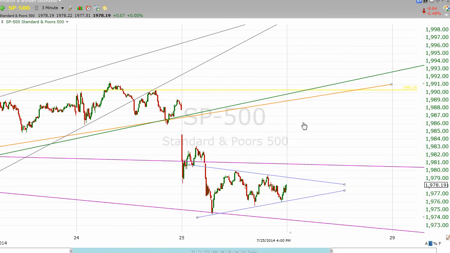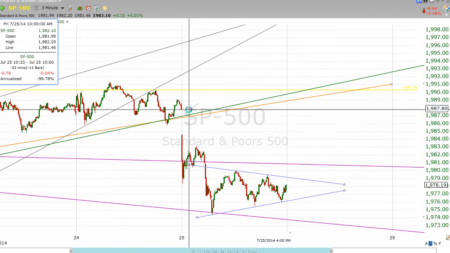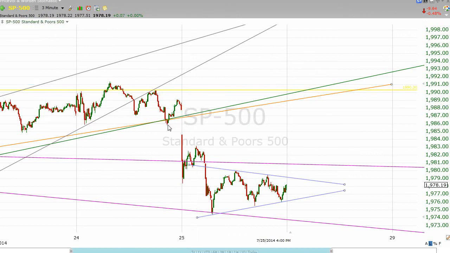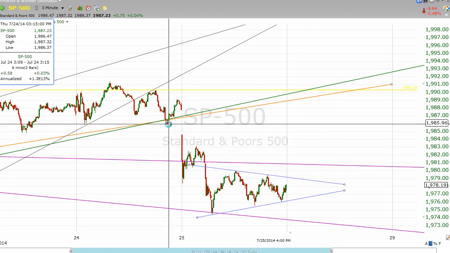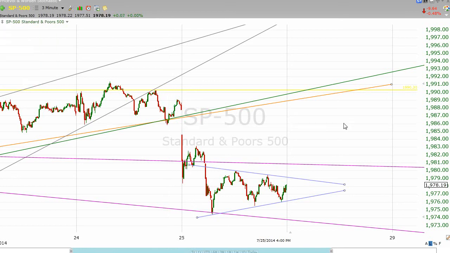Since we did have that gap, by the way, I would expect some gap resistance at around 1986 if we do turn up. I really would expect, instead of the gap resistance setting in right where we closed on Thursday, I would tend to go with this low right here as being a place where we might see some gap resistance.